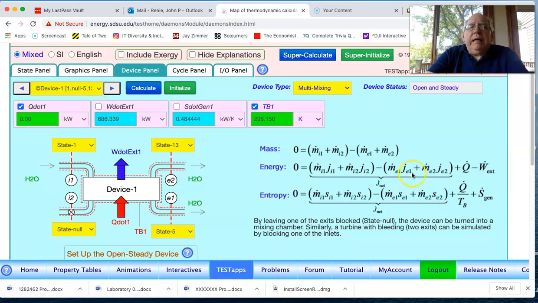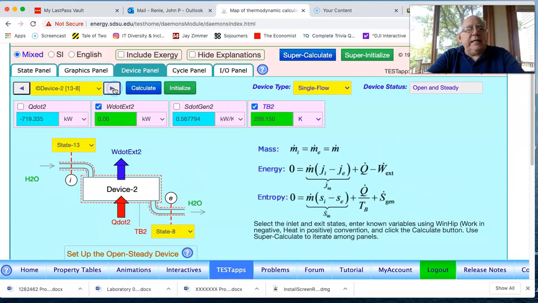But by having the capability of doing a multi-mixing device, we can handle both stages of the turbine in this fashion. Our mass flow is conserved. Our energy balance is then used in order to determine the amount of work generated for the total system.